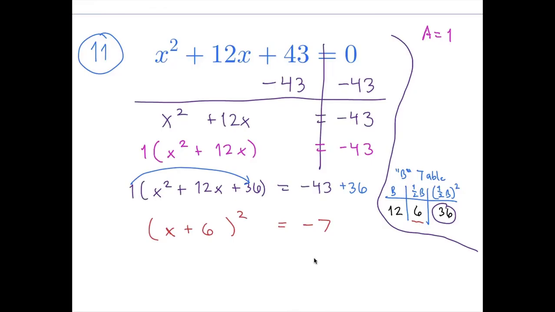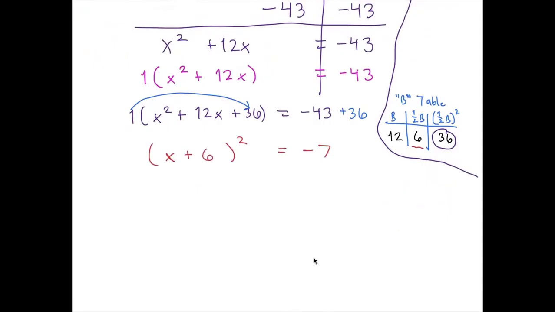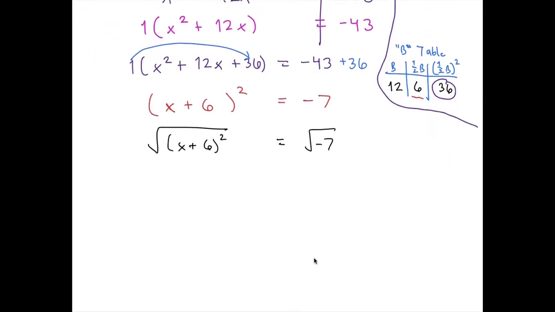Now, again, do you see anything different? Yeah, I think you do. On the right side, it is going to be negative 7. Let's talk about that. Now, we are going to square root both sides like we're supposed to. So square root x plus 6 squared and square root negative 7. On the left side, you have just x plus 6 equals plus or minus, because remember, when you square root both sides, it's plus or minus.